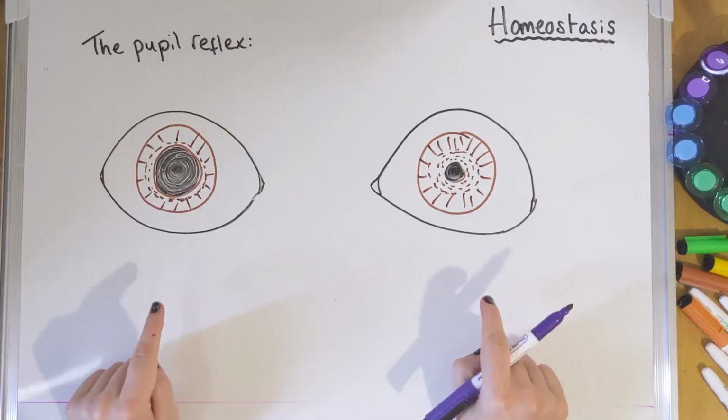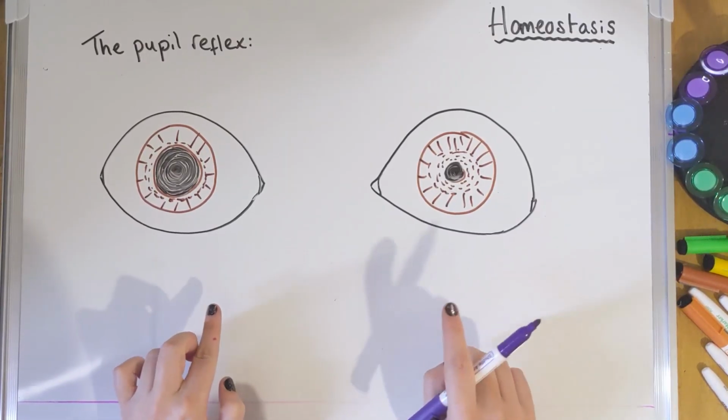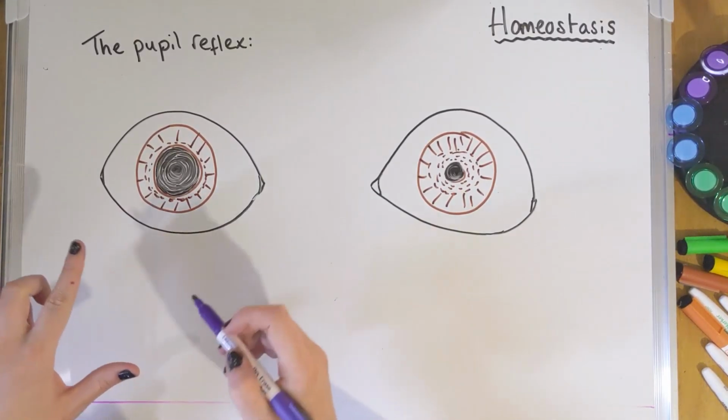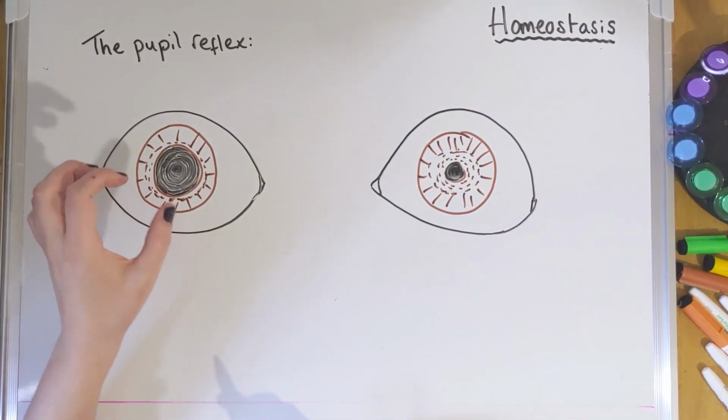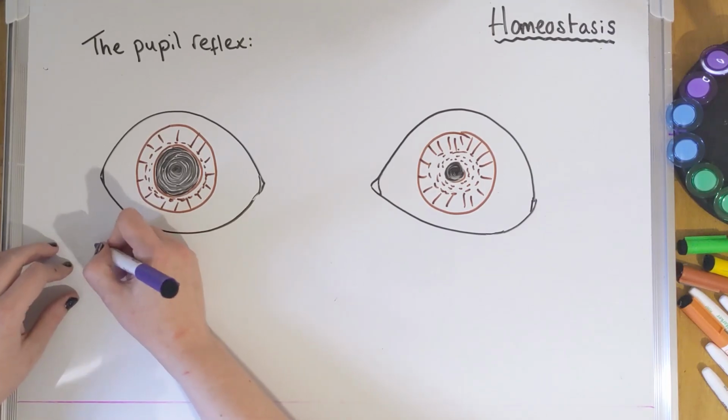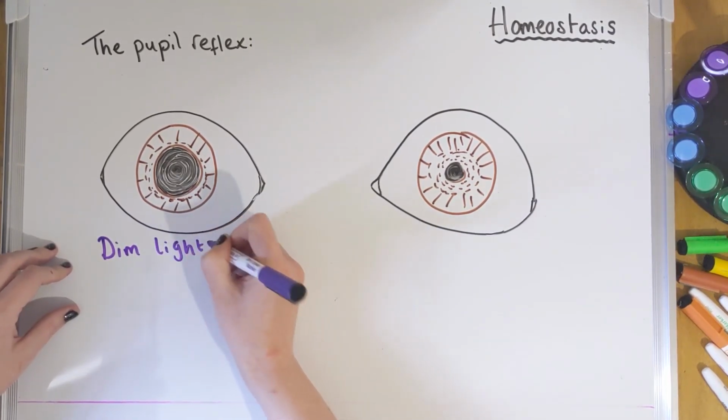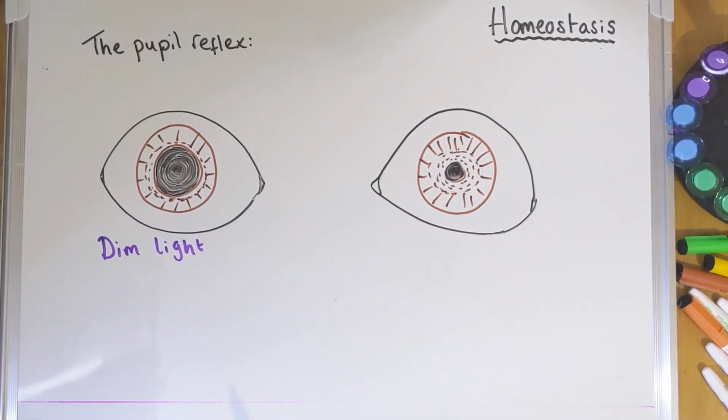Next thing we're going to look at is the pupil reflex. Sorry if the 2 giant eyeballs are a bit frightening, but hey ho. This one is a pupil that is very wide, so this is low light conditions or dim light. And this one over there with the small pupil is intense light or bright light.